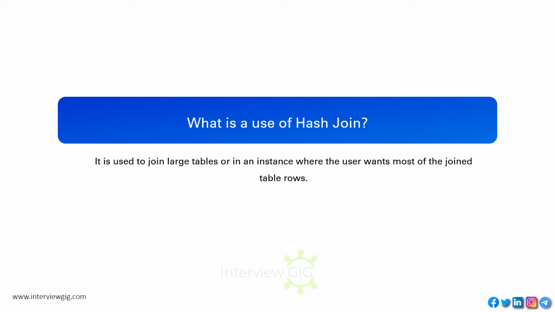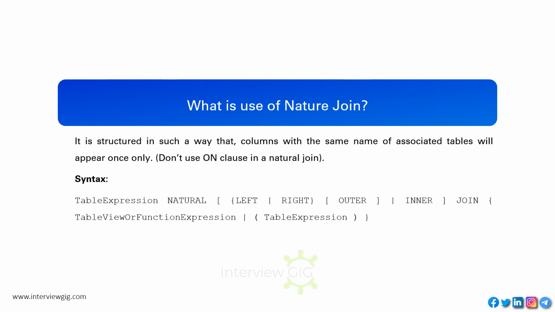What is the use of hash join? It is used to join large tables or in an instance where the user wants most of the joined table rows. What is the use of natural join? It is structured in such a way that columns with the same name of associated tables will appear once only. Don't use the ON clause in a natural join. Syntax: table expression NATURAL [LEFT | RIGHT] [OUTER | INNER] JOIN table view function expression.